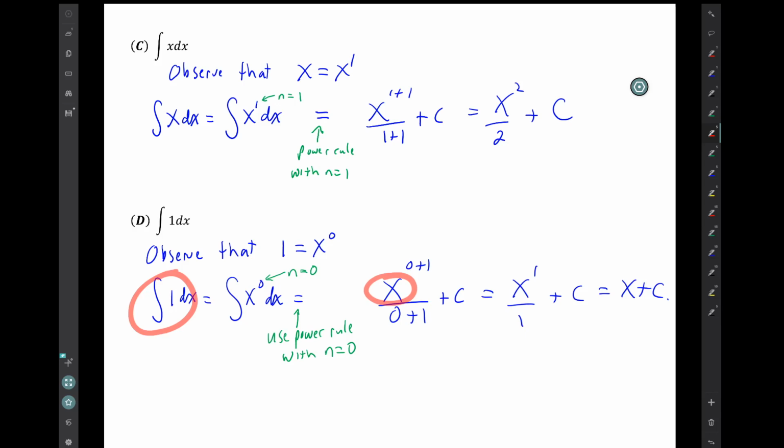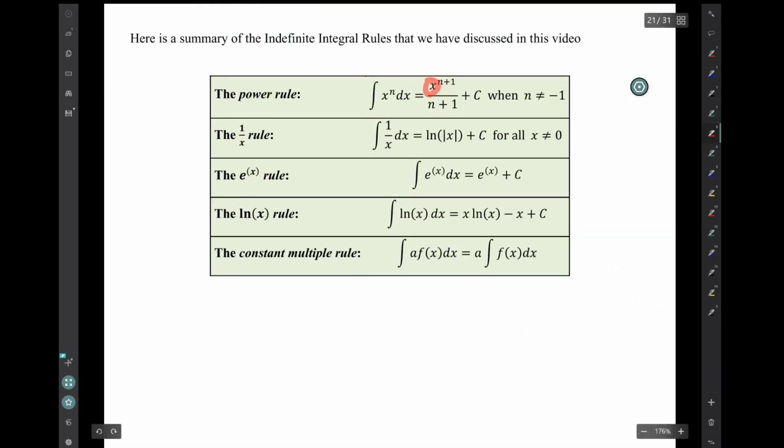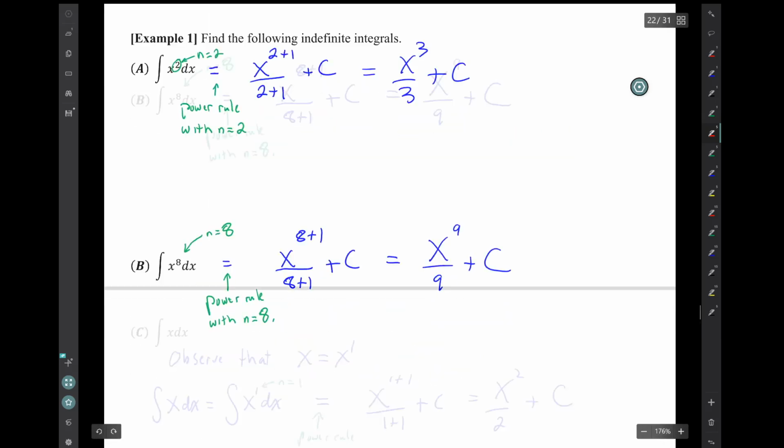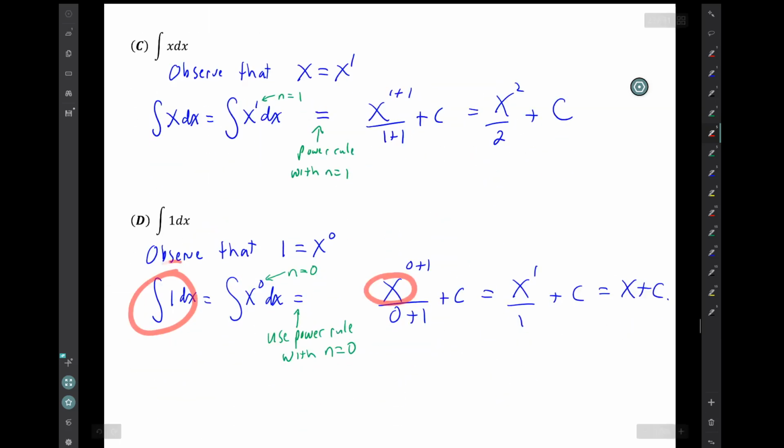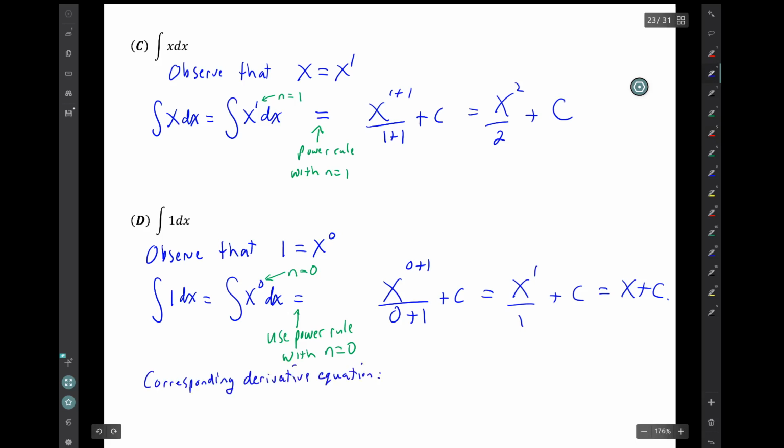On the right side of the power rule is the symbol x raised to the n plus 1. So even in a situation like this, where your integral does not have an x, you create an x to use the power rule. Now this makes sense. The derivative of x plus c is 1. So that means the indefinite integral of 1 is x plus c.